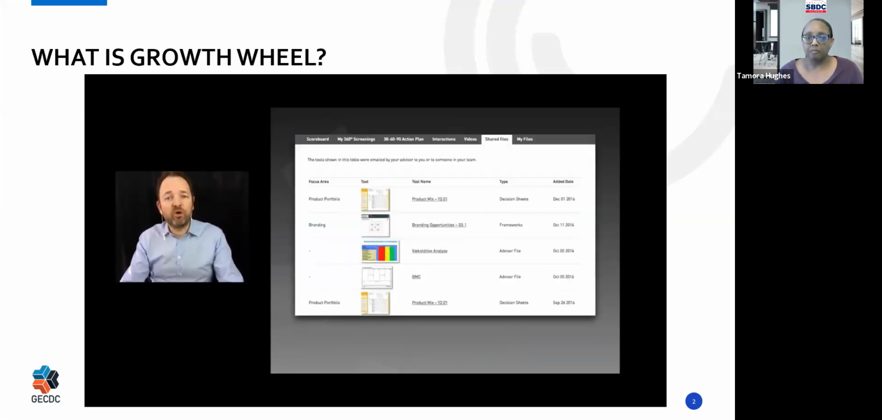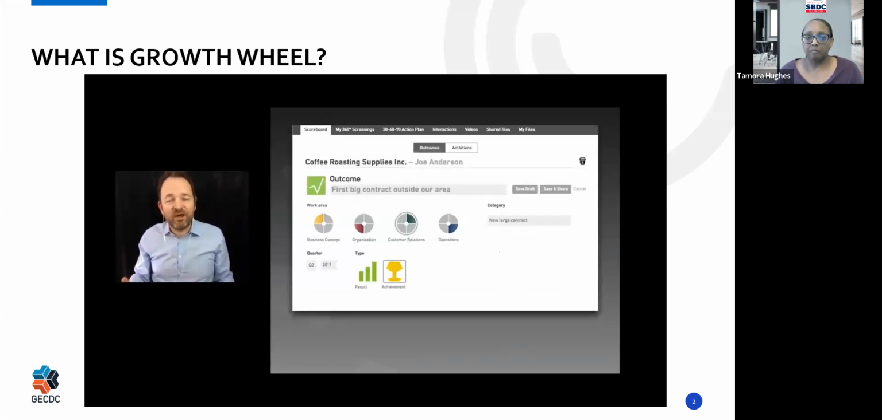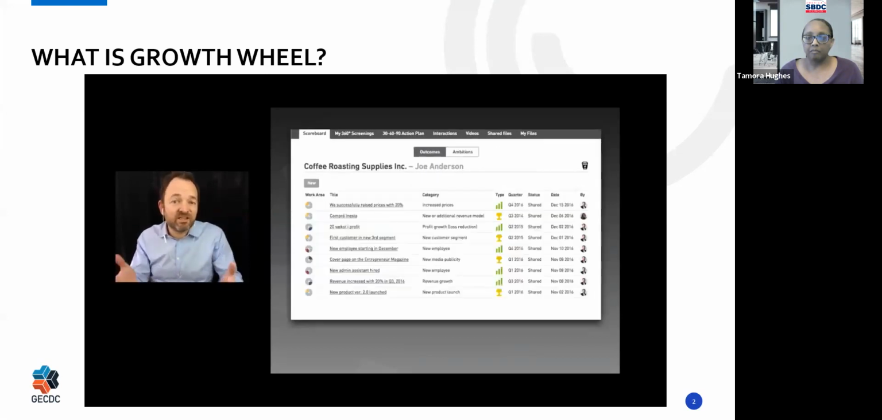On Growthwheel Online, you'll also find all the tools that your business advisor has shared with you. So you can access Growthwheel tools here online. On Growthwheel Online, you also have a scorecard. So as you work with your advisor and you're using the tool, you will achieve results, and you can track them. So you have a nice list of all the things that you have achieved while working with your client. A great way to remind yourself that from all the busy work, you actually get somewhere.